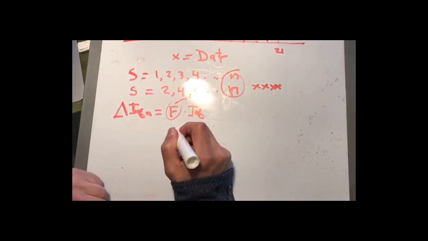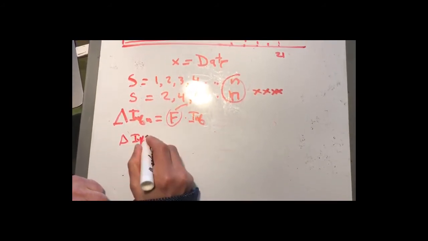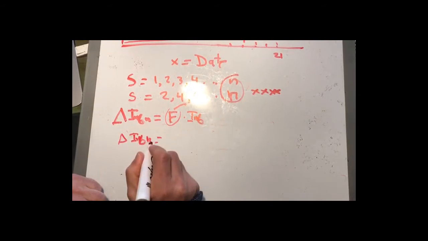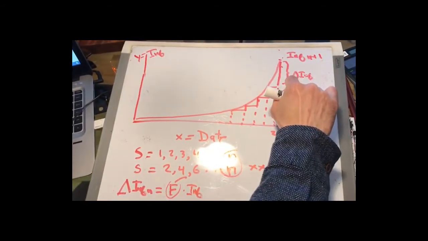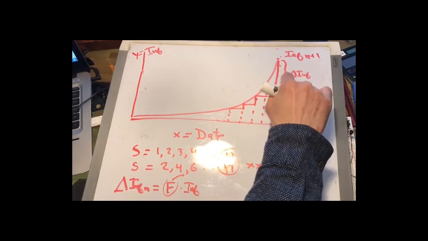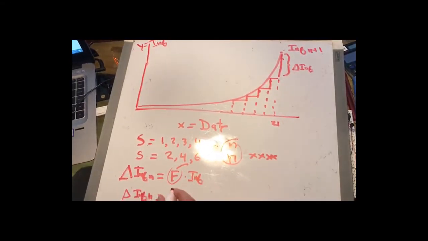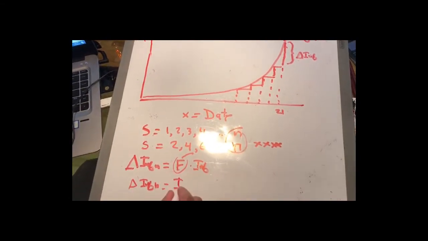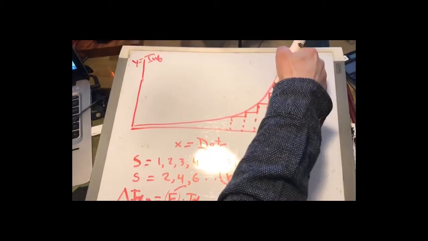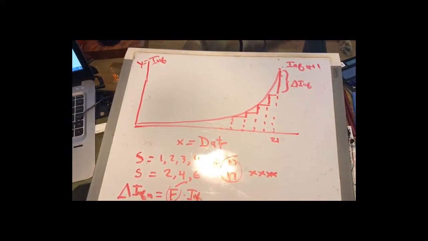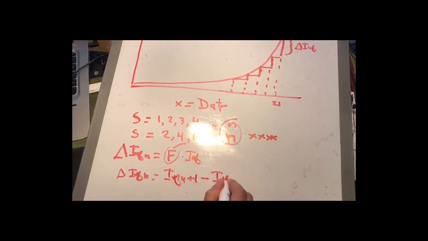So if we have this one, and I want to find this information here, I know the delta is the subtraction between the next day and the day before. So I'm going to apply the same thing. I'm going to say the infected people n plus 1, because it's the next day, minus the infected people.